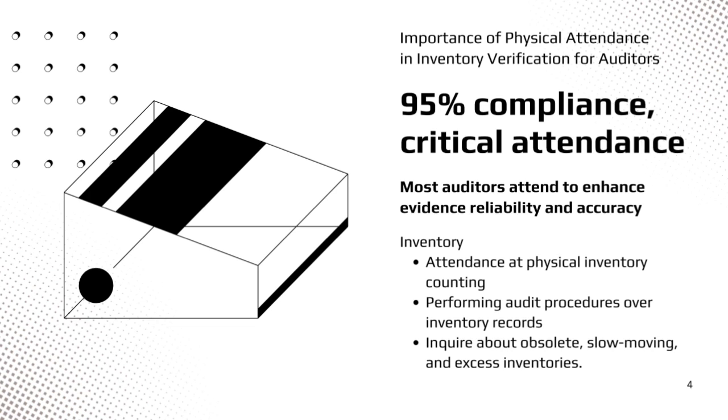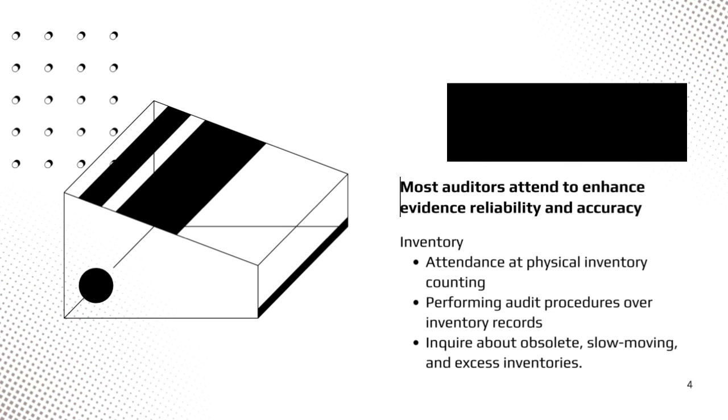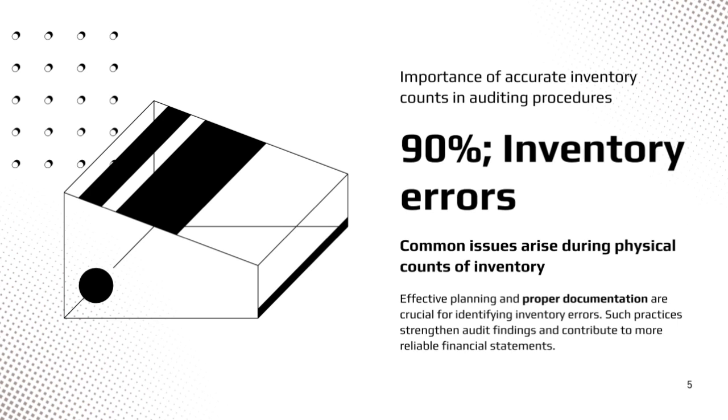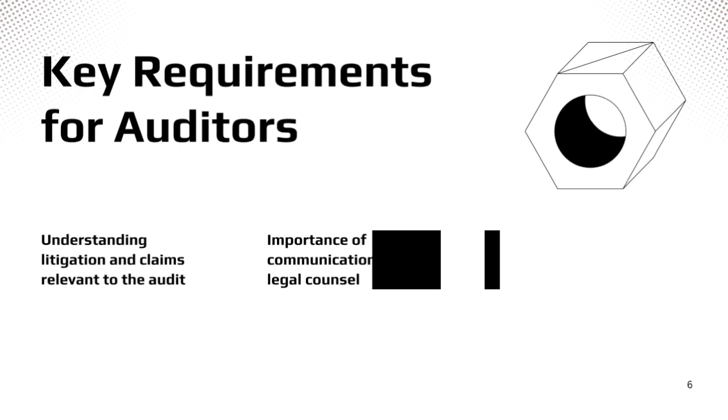We perform test counts, selecting items to count and then tracing those counts back to the client's records. We also inspect the condition of the inventory, looking for damage or obsolescence. This helps determine if a write-down to net realizable value (NRV) is required, a key link to IAS 2. If attending the count is impossible, the auditor must perform alternative procedures, but they must always try to attend a count at some point. The second area is litigation and claims.